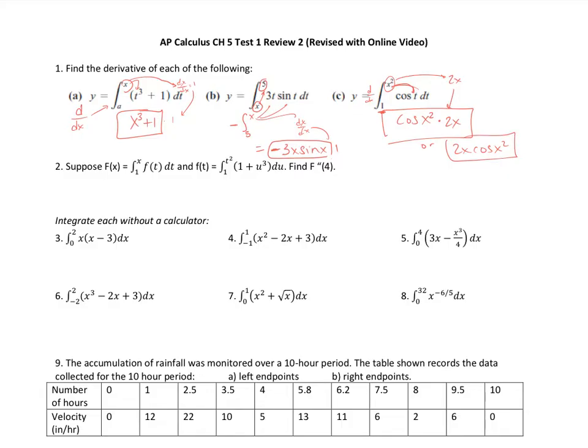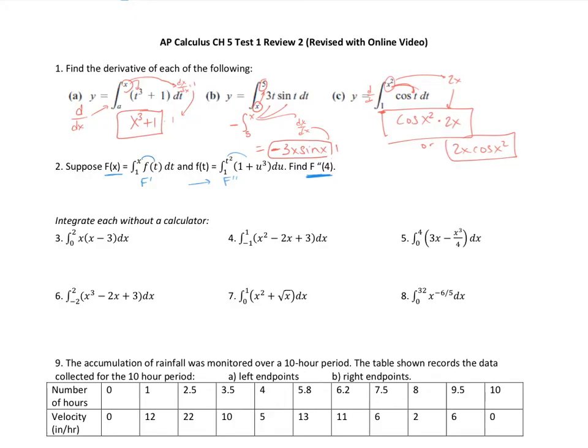For number 2, it says suppose big f of x is the integral from 1 to x of f of t dt, and f of t is the integral of 1 to t squared of 1 plus u cubed du. And we are finding this at f double prime of 4. So basically what we need to do in this problem is, this is our first derivative. We take that derivative, then we end up with our second derivative. So we will take this first derivative, substitute the x in, then take the second derivative and substitute that in.